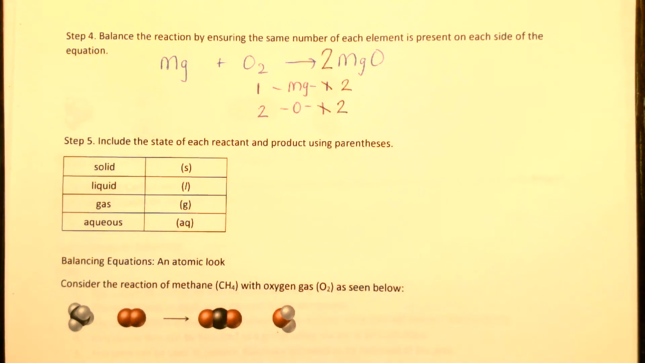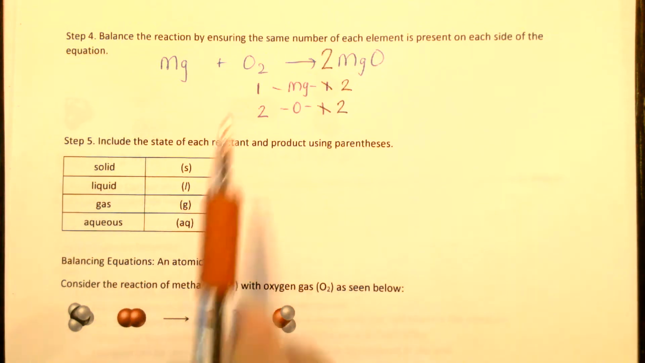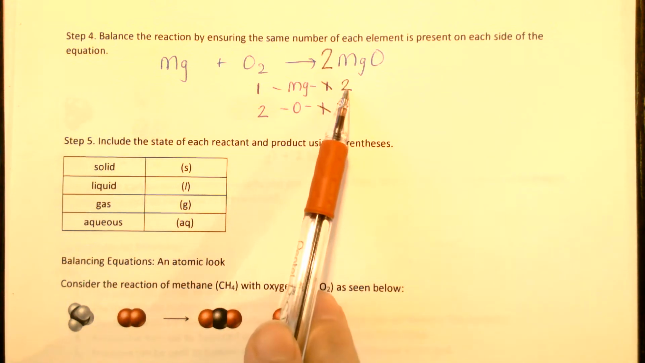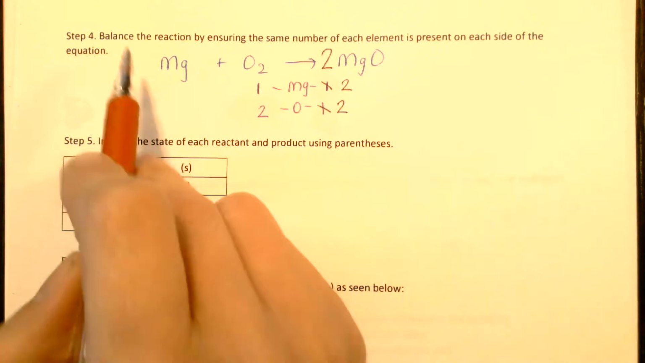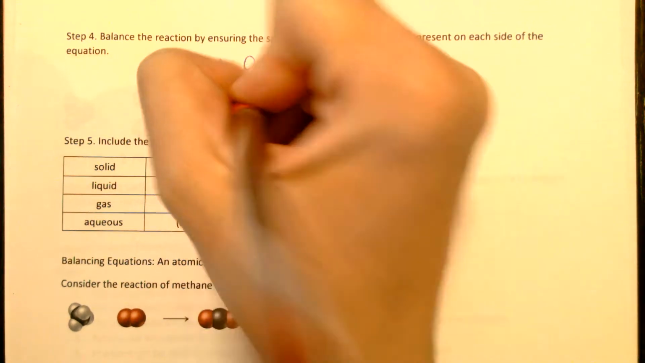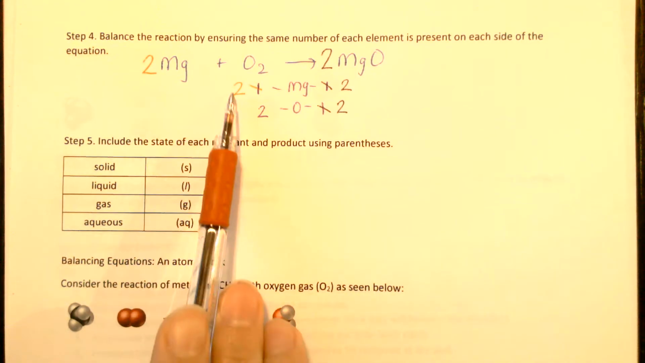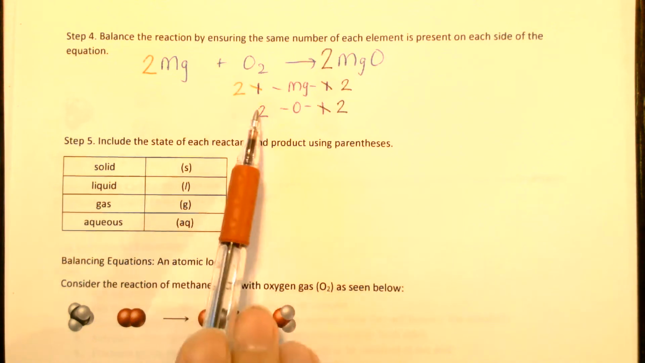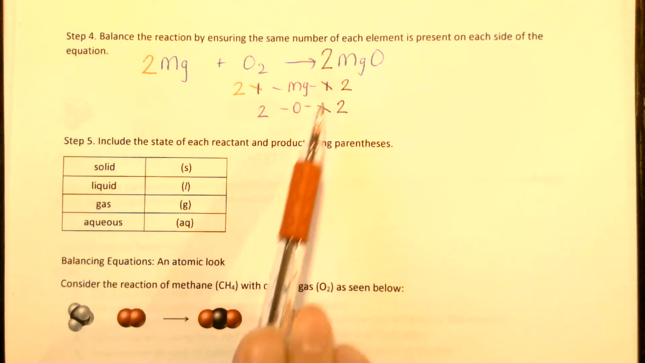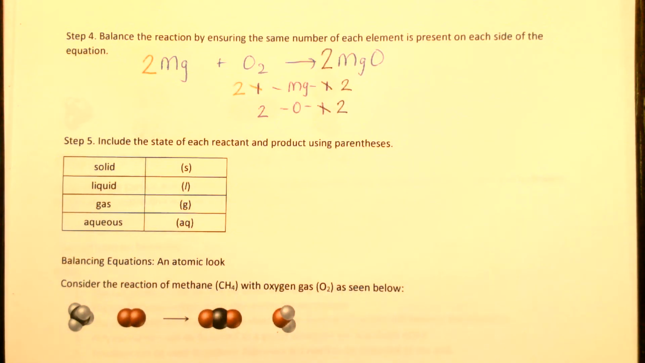So I'm going to have 1 additional step here. We're going to take a look. So if I have 2 magnesiums on this side, I need there to be 2 on this side. I'm going to put a 2 in front of that magnesium right there. And that made 2 magnesiums. So now I have 2 magnesiums, 2 oxygens on this side. And now I have 2 magnesiums and 2 oxygens on the product side as well. So that's what we do when we balance, and we're going to take a look at that in just a little bit in a little more detail.